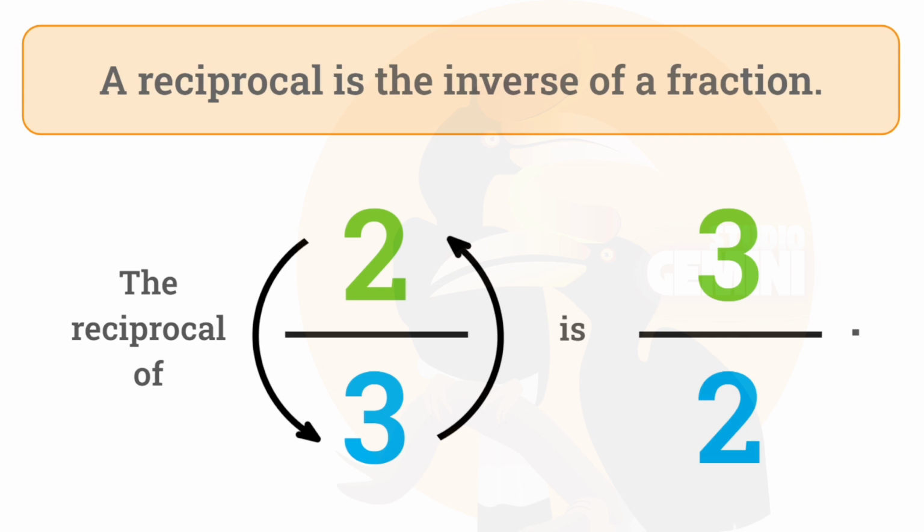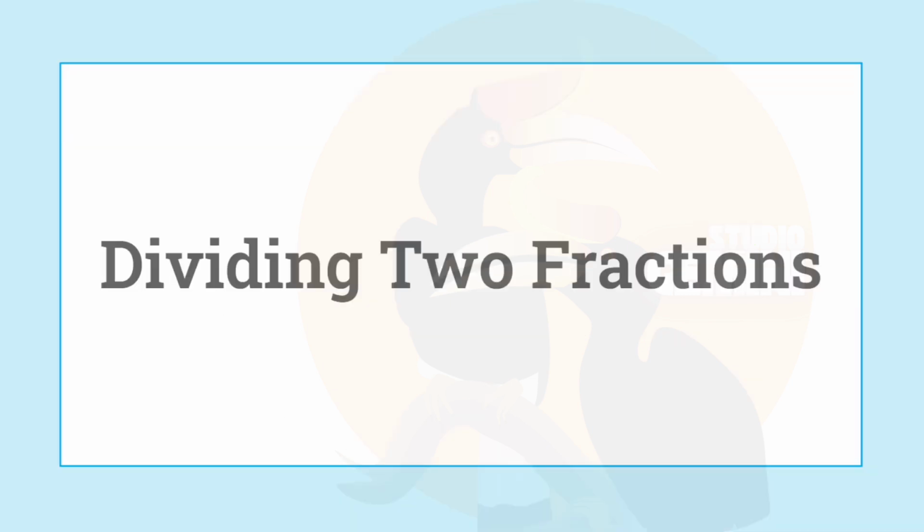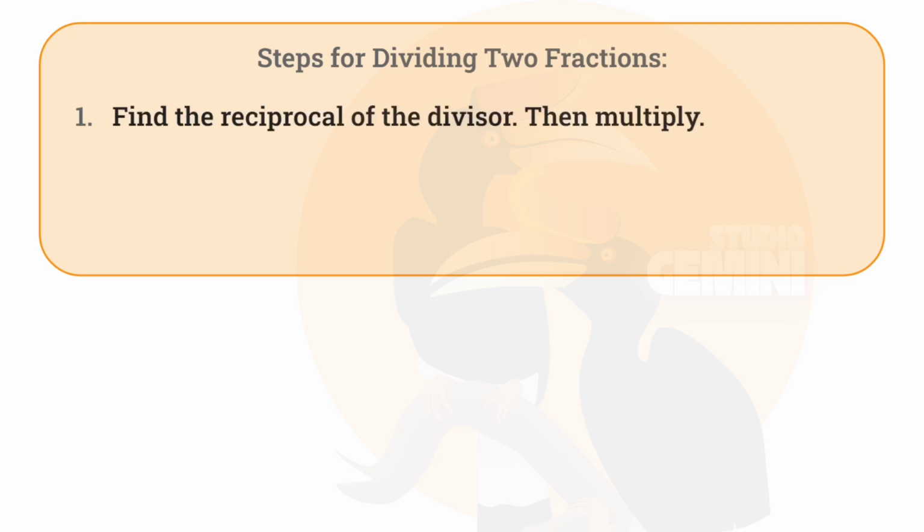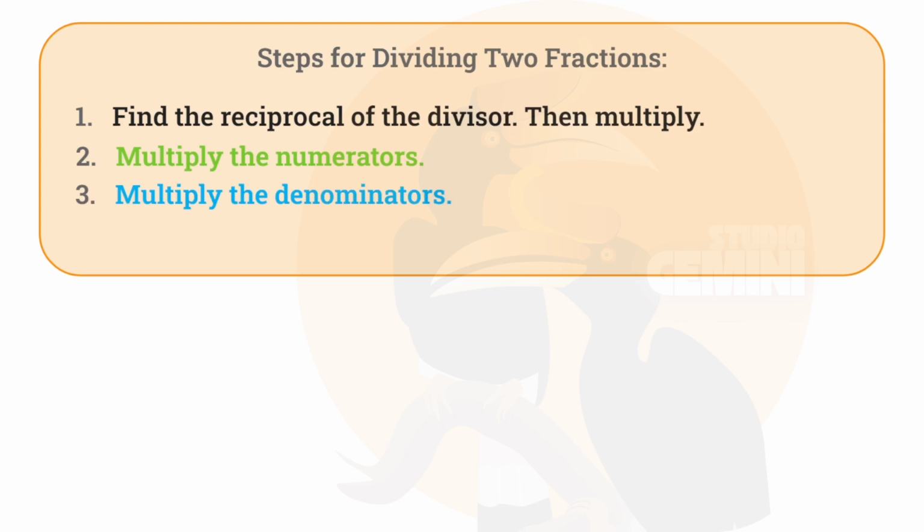Let's use reciprocals as we review dividing two fractions. To divide a fraction, begin by finding the reciprocal of your divisor, which is the fraction you are dividing by. Once you have the reciprocal, multiply the two fractions. Wait a minute, multiply? Yes, you caught that right. Dividing by a fraction is the same as multiplying by the fraction's reciprocal. We know the steps for multiplying fractions are to multiply the numerators, multiply the denominators, and simplify.